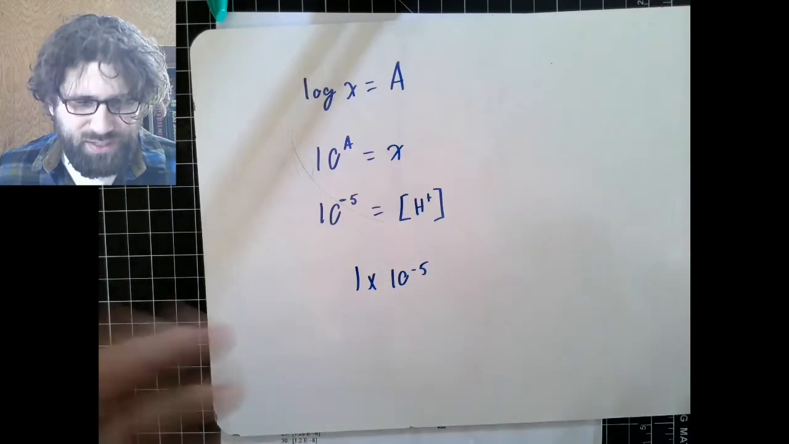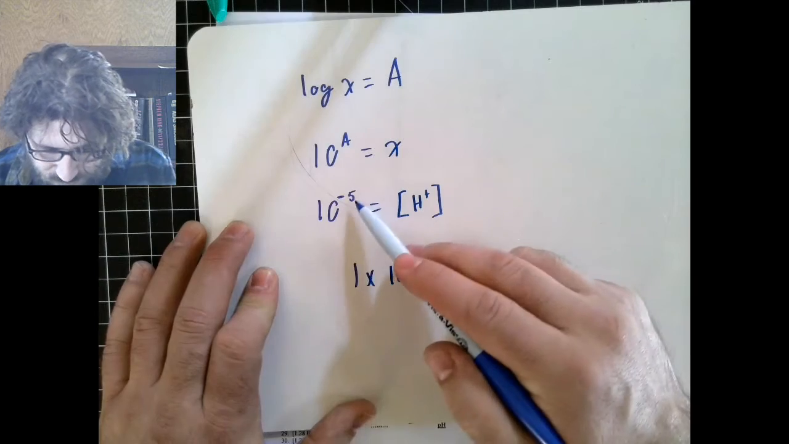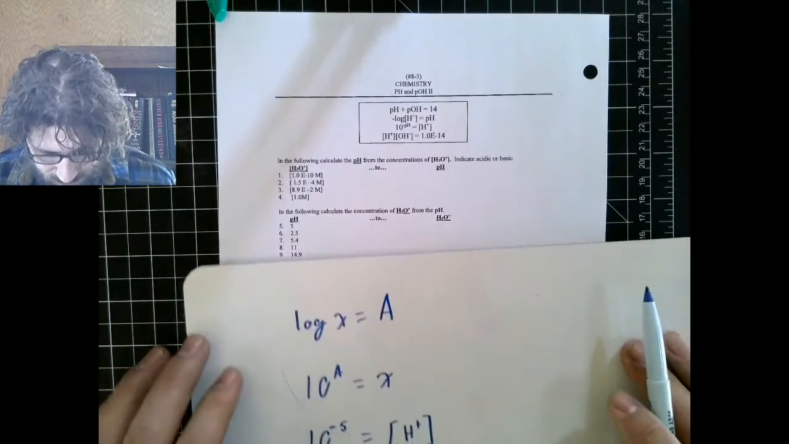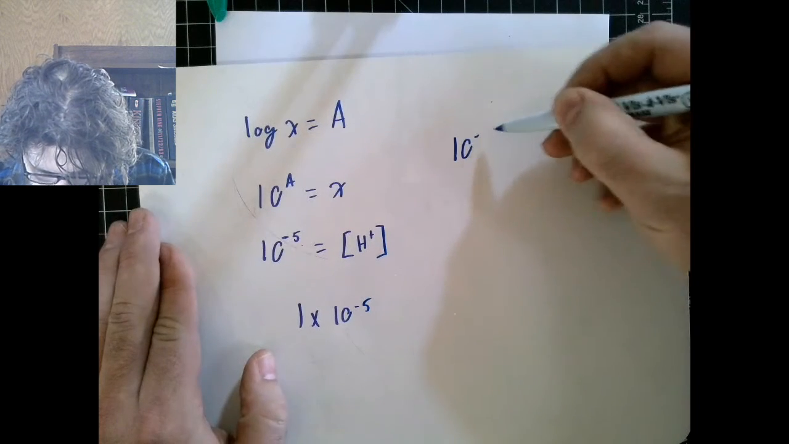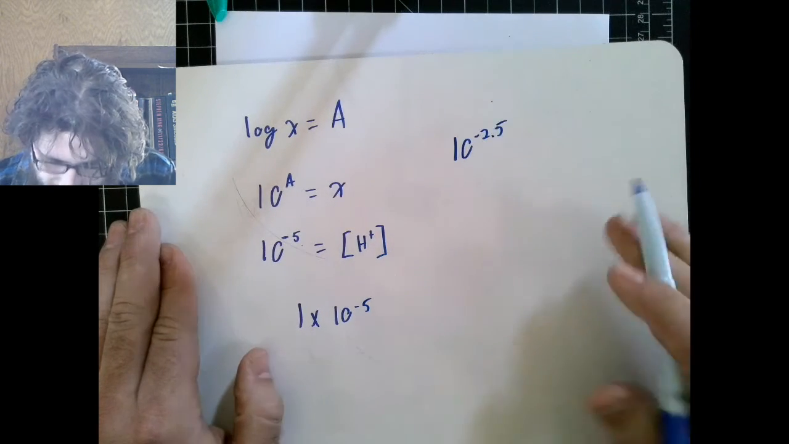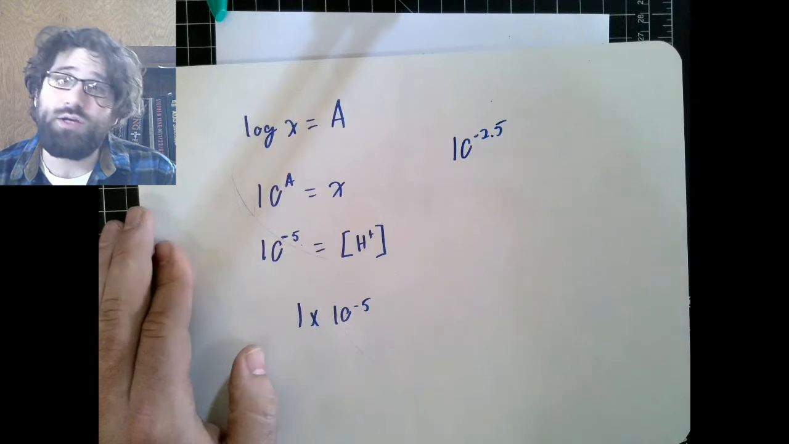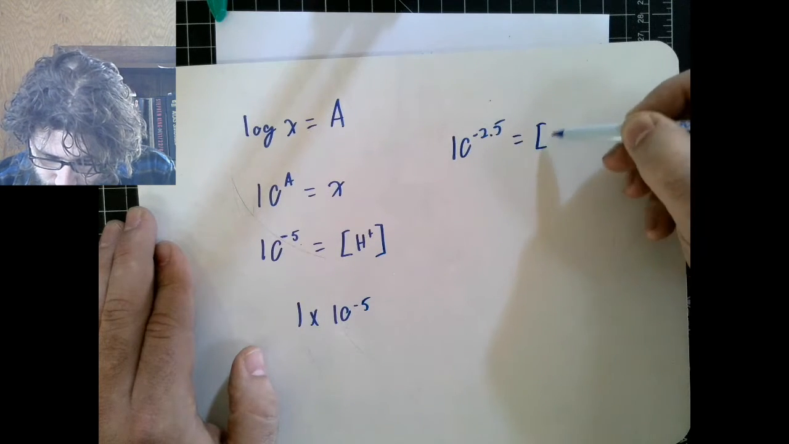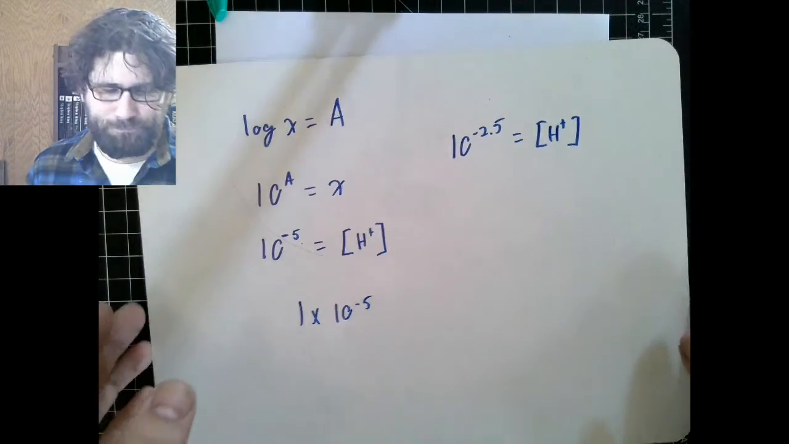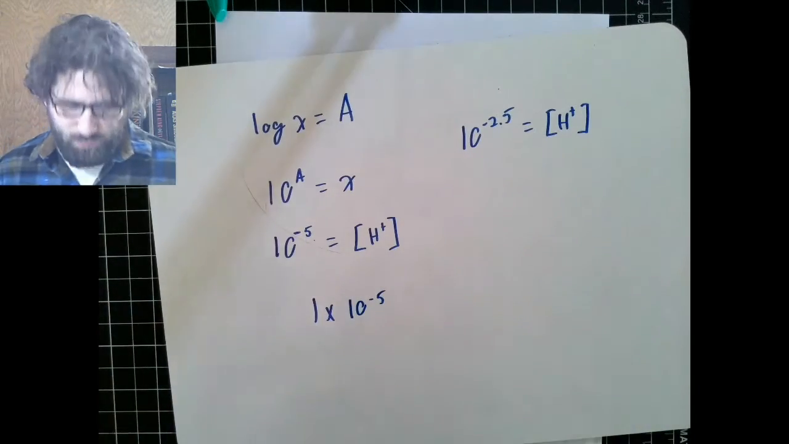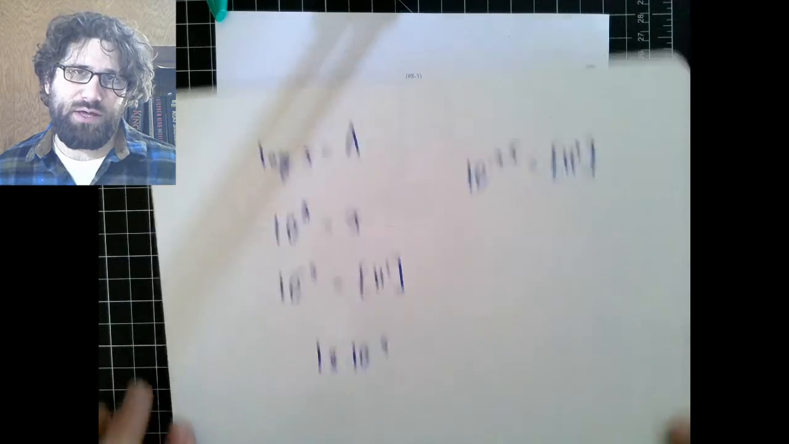Fancy dancy. But again, if we have a pH that is something different, like look at the next one, it's 2.5. If this is 10 to the negative 2.5, you'll actually need to put that into your calculator in order to find out what the actual concentration ends up being. Okay? But overall, not too difficult. It's just punching some numbers into a calculator.